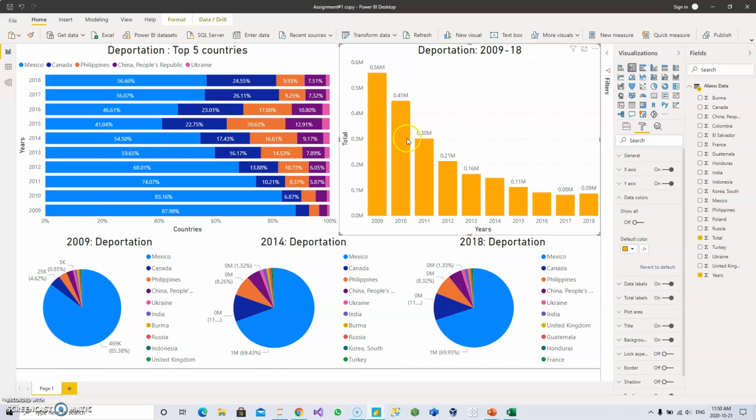Like in 2009, almost 500,000 people were deported, then almost 0.45, as well as 0.3 million people were deported in 2011. But after that, the numbers steadily reduced to barely 0.09 million people deported in 2018.